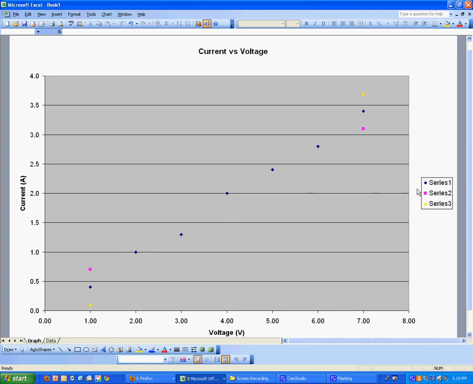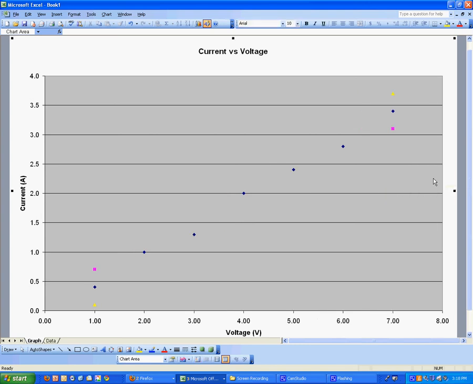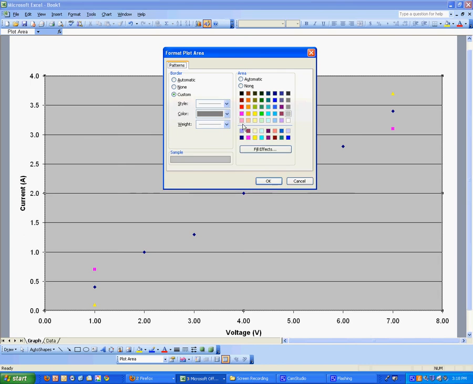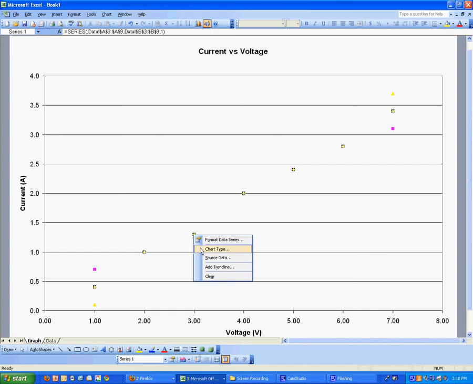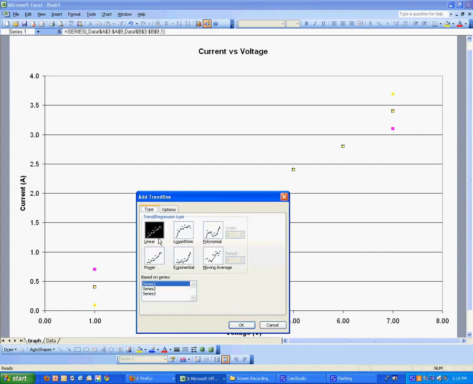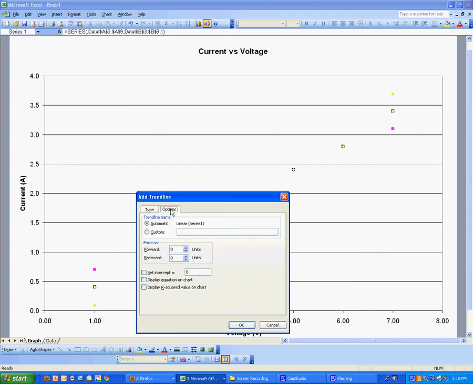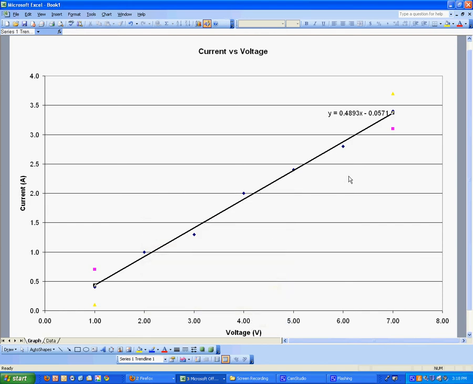Here's our graph. The legend does not live on. Okay, plot frame, format the plot area. What's wrong with a white plot area? Okay, there we go. So here's our beautiful graph here, and the first thing I want to do is put a trend line through here, the best fit line, right? Linear is what we want. Go to options, display the equation on the chart. There it is, right? So this is our best fit line.